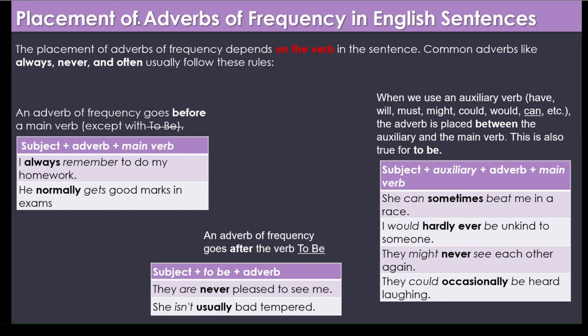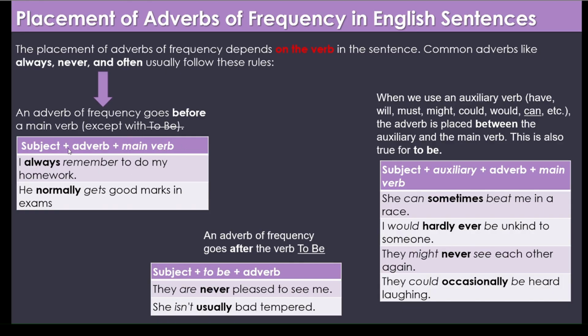Now, the placement of adverbs of frequency in English sentences. The placement depends on the verb in the sentence. Common adverbs like always, never, and often usually follow these rules. First one, an adverb of frequency goes before a main verb, except the verb to be. Here we have subject plus adverb plus main verb.